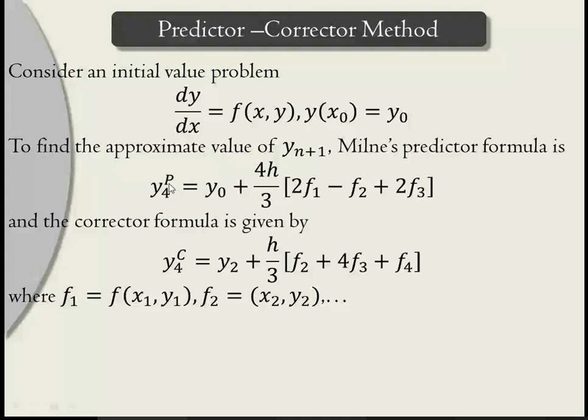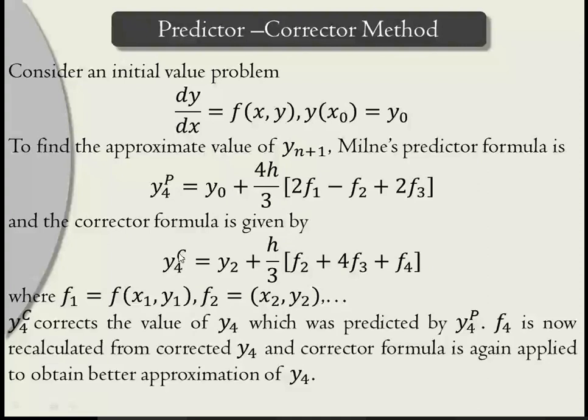But if these two are not matching, then whatever corrected value of y4 we get, we make use of that to find a new value of f4. Because what is f4? f4 is f of x4, y4. So for y4 we use the new corrected value and find a new value for f4, and again we calculate y4c. If two successive values of y4c match, then we stop, and that will be the answer. Okay.